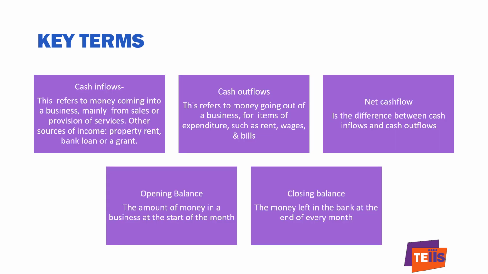Key terms that it's important to understand for cash flow forecasts. Cash inflows. This refers to money coming into a business mainly from sales or provision of services. Other sources of income may be included, property, rent, bank loan or a grant. Cash outflows. This refers to money going out of a business for items of expenditure such as rent, wages and bills. Then the net cash flow, which is the difference between cash inflows and cash outflows.